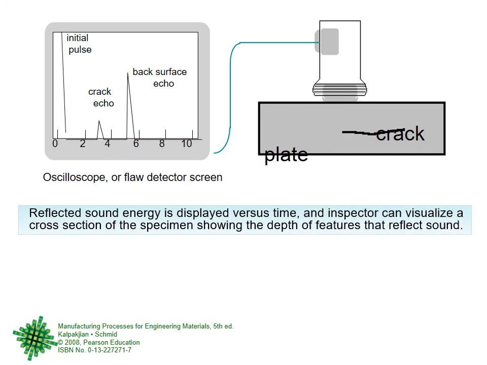So here we are just schematically showing you that this is the monitor, computer type of thing, right? And from here you have this monitor, and here is your plate or your part with a crack. So then you will send sound waves. They will go, when they will hit a gap, they will come back and they will show you, right? So the reflected sound energy is displayed versus time, and the inspector can visualize a cross section.